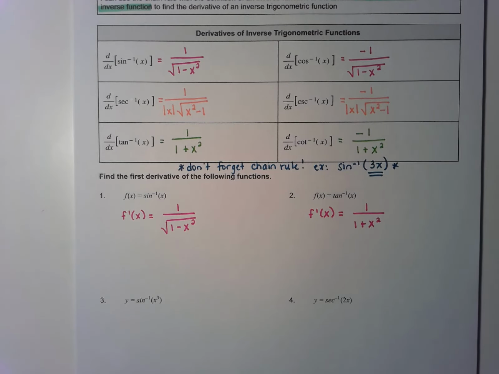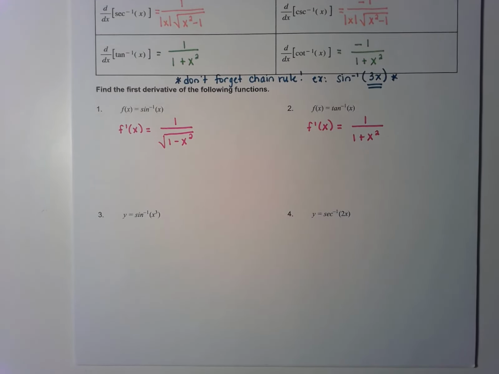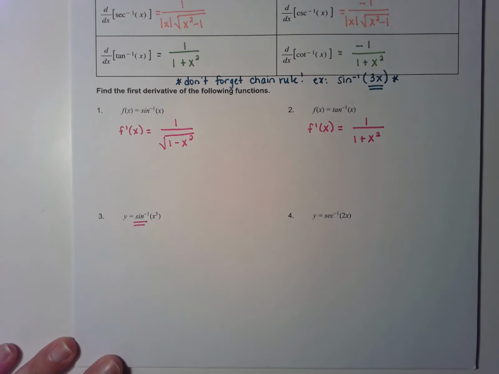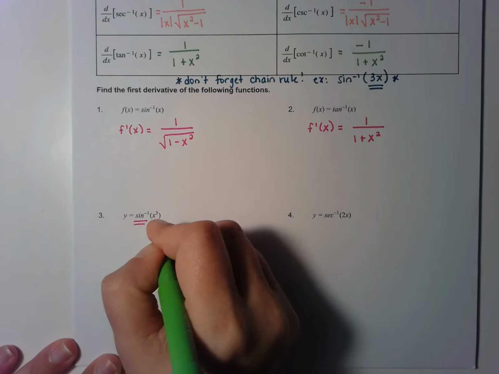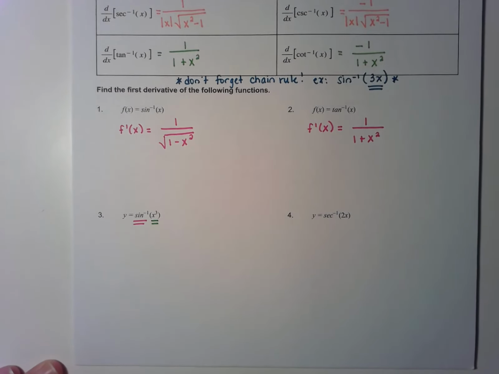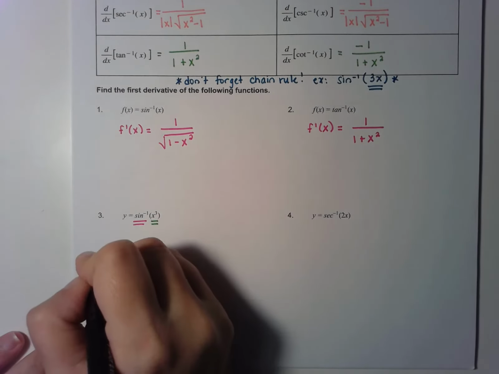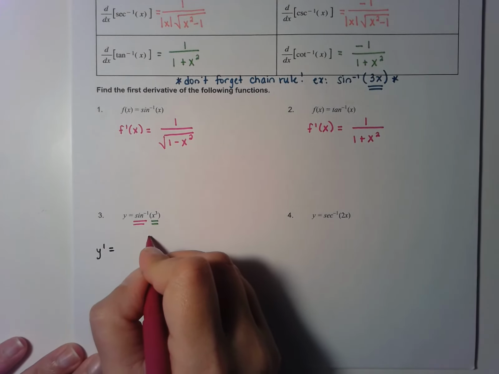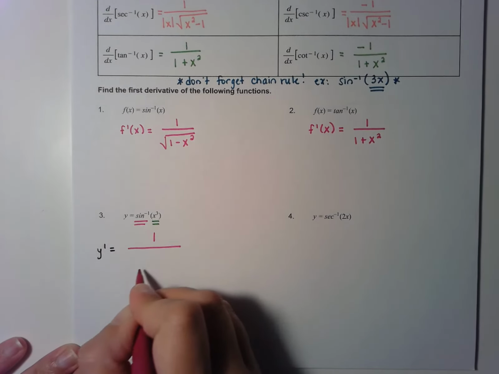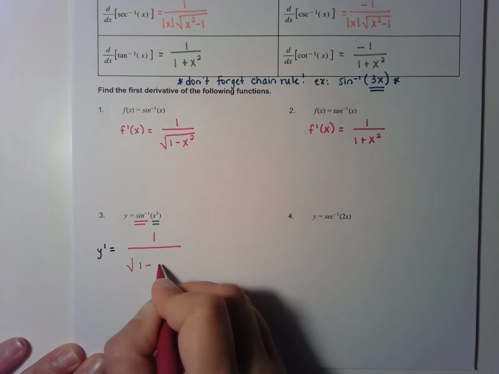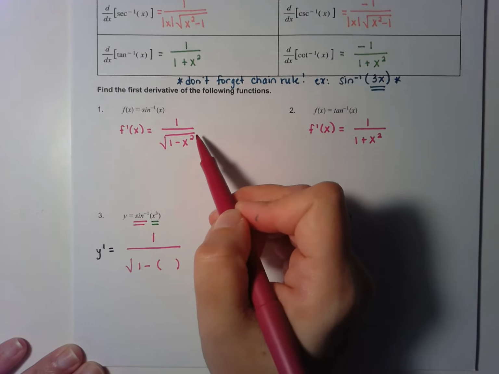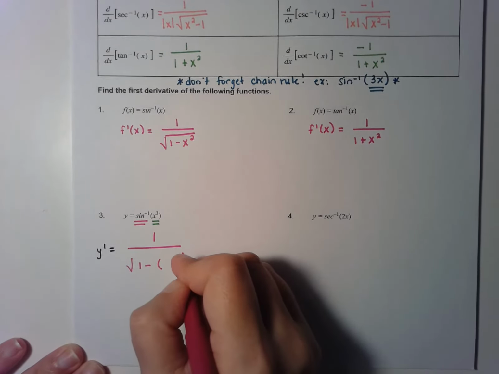Now let's look at some problems that are actually a little bit more interesting because they have chain rule. So in problem number 3, what you're going to notice is that the outside function is inverse sine, but the inside function is x cubed. So when I find the derivative here, y prime, I'm going to start with the outside function. Now the derivative of inverse sine says 1 over the square root of 1 minus whatever was inside there. So sometimes that's x squared, sometimes it's not.